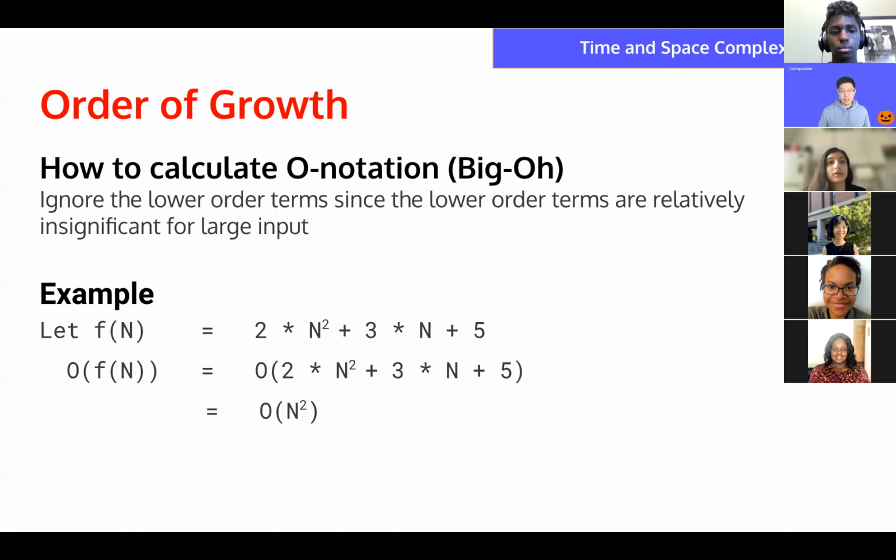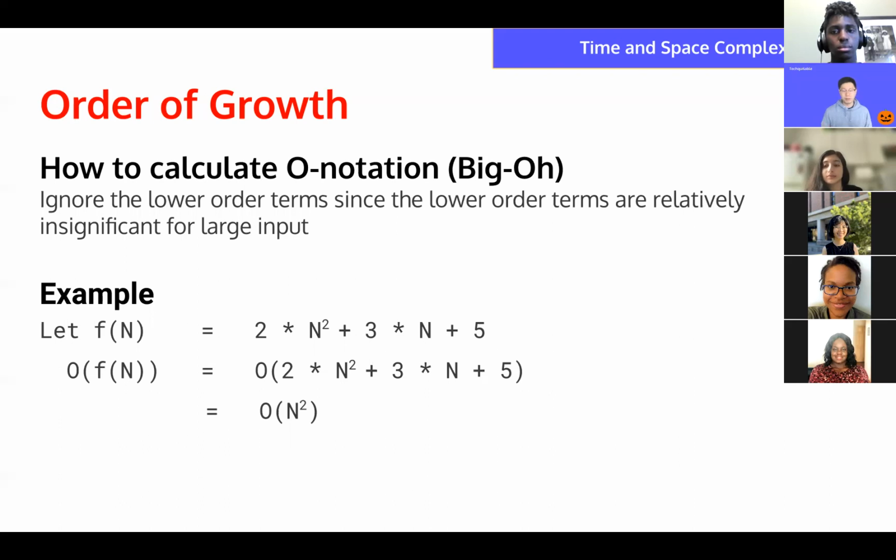So how do you calculate it? Well, just to use an example, it's pretty straightforward: you can basically ignore the low order terms, since the lower order terms are going to be insignificant for a larger input. And the higher order term is what's going to dominate your runtime.